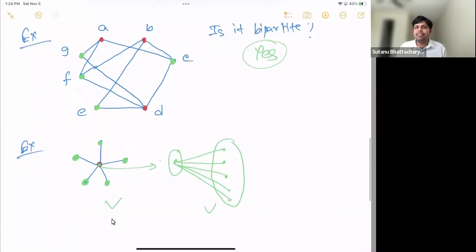I hope now bipartite graph is clear to you, and you can expect a couple of questions in your final exam as well as in your assignments on this point.